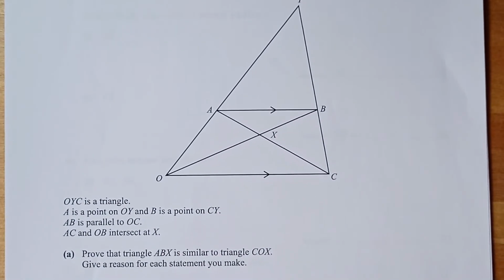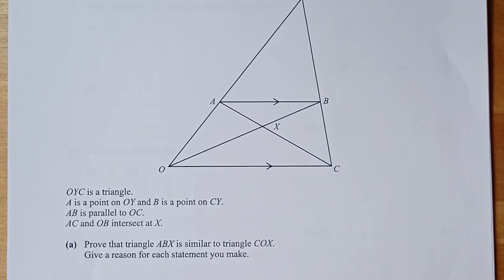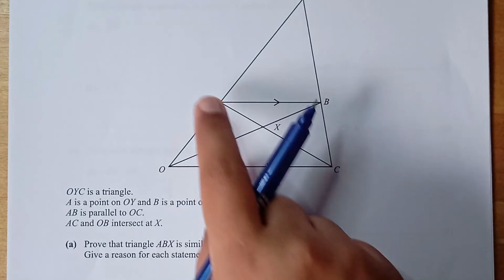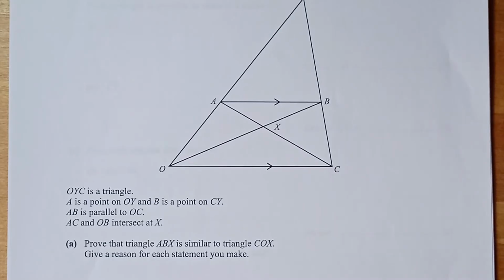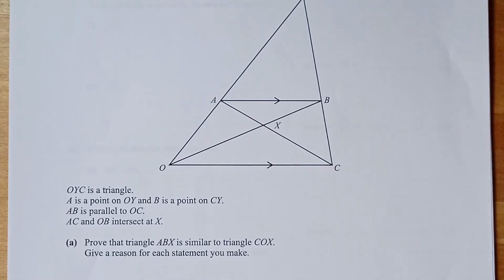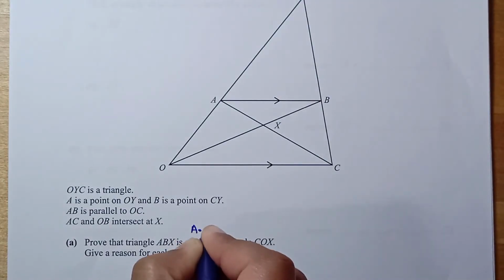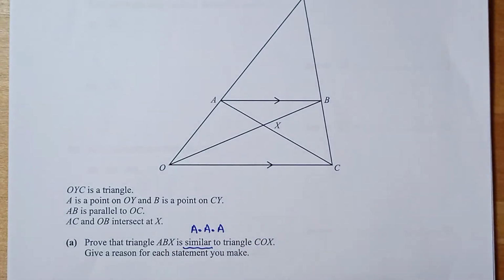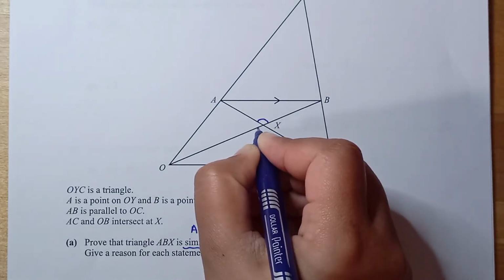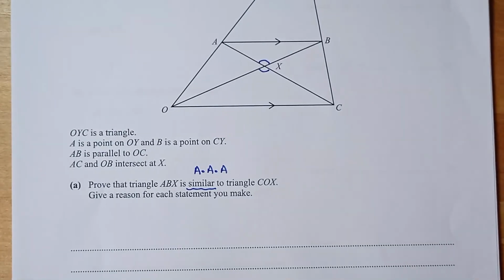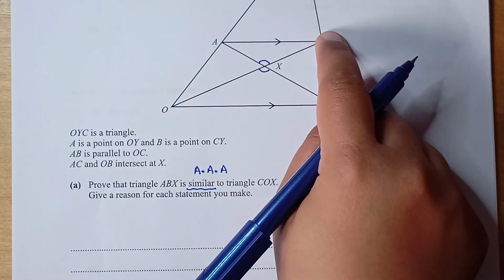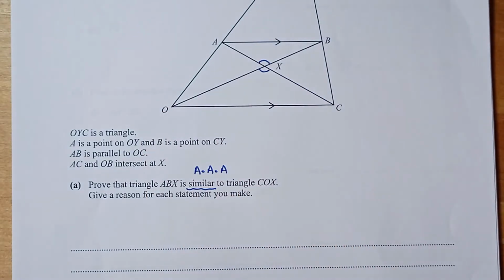Now in part A, prove that the triangle ABX is similar to the triangle COX. ABX and COX, these two triangles are similar. We need to prove it and give a reason for each statement you make. So we can show that the two triangles are similar when all three angles are equal: angle, angle, angle. Okay, so by using this angle X, these two are vertically opposite angles. We can make the first statement that AXB and OXC are both the same.